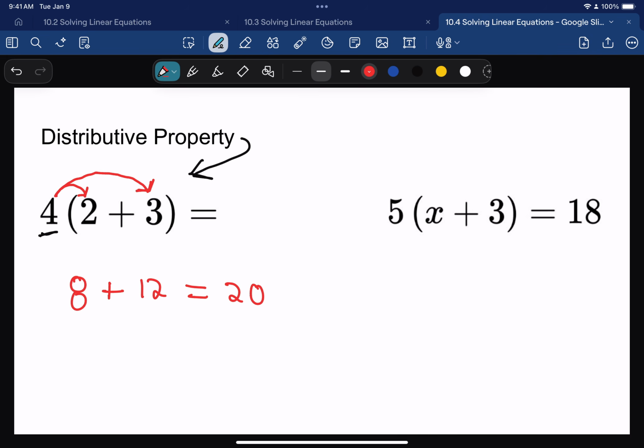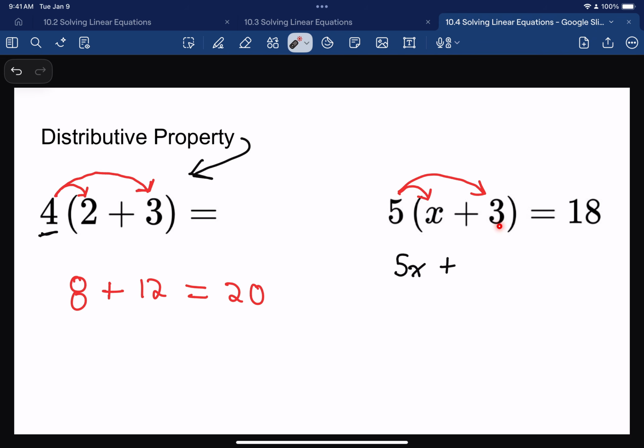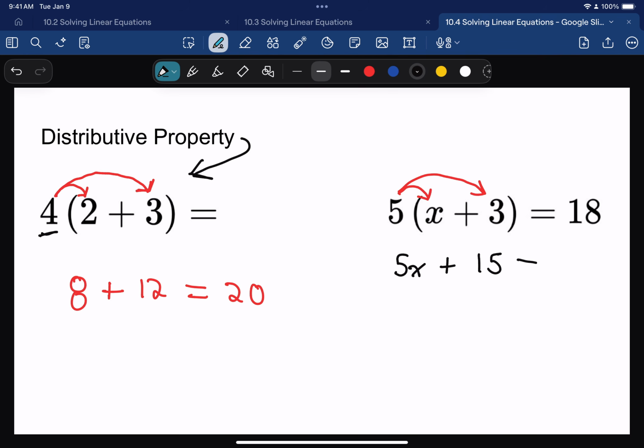Okay, so let's follow our same rule as before. We're going to take the 5 and we're going to distribute it. First, we're going to multiply it by x. Then second, we're going to multiply it by 3. Okay, so we're going to rewrite this. So 5 multiplied by x is going to be 5x, plus now we're going to have to multiply the 5 by our 3. 5x plus 15 equals 18.